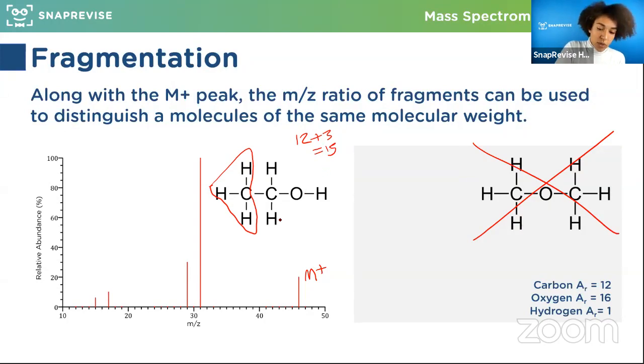And yes, it does cause fragmentation. And we do have a peak there. We've got a peak at 15 that corresponds to just this methyl group, right? So fragmentation has happened, we have a methyl group on its own, and it's only got a mass of 15, and that is why we have a peak there for that.